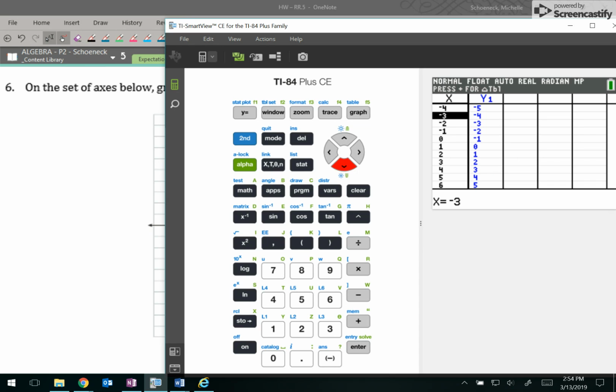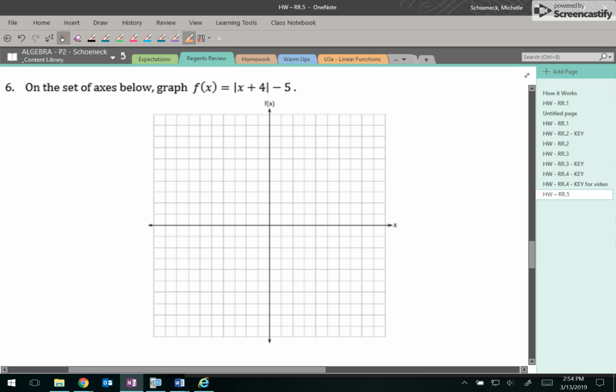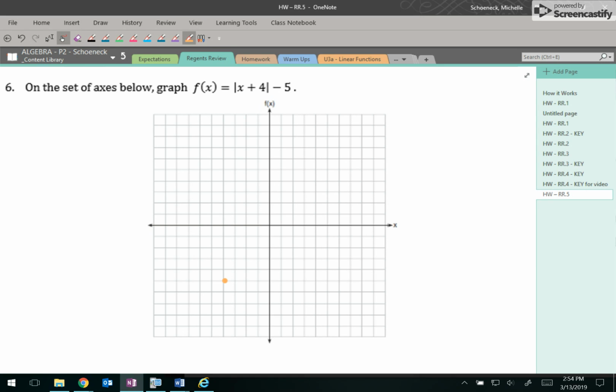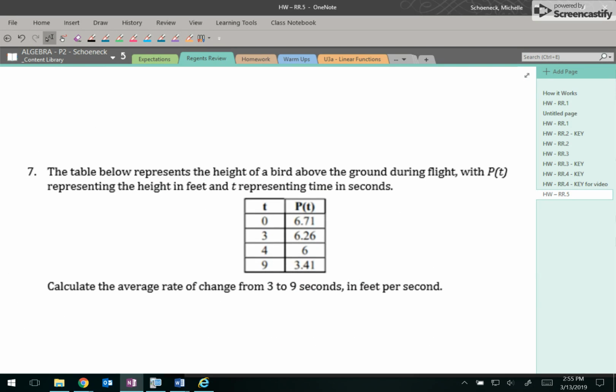And now we have to take a look at our table. And we're looking for that symmetry. Okay, and here it is. So we're going to plot those points, and make our graph. Now, I'm not plotting all these points because I know what this graph looks like. You need to actually plot points. I also have limited time.